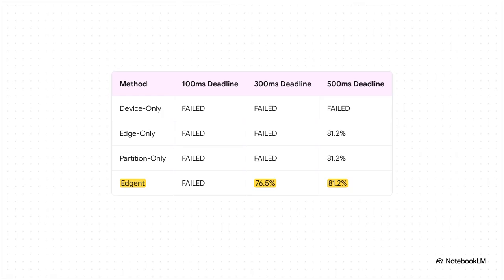And wow, the results are pretty striking. Just look at that middle column, the 300 millisecond deadline. Trying to do it only on the device, it fails. Sending everything to the edge fails. Even just using the smart splitting trick by itself still fails. It was only Edgent, with its ability to both split the model and take an early exit when needed, that was smart enough to hit that tight deadline while still giving a really accurate result. The other methods, they only started working when you gave them a much bigger time window.